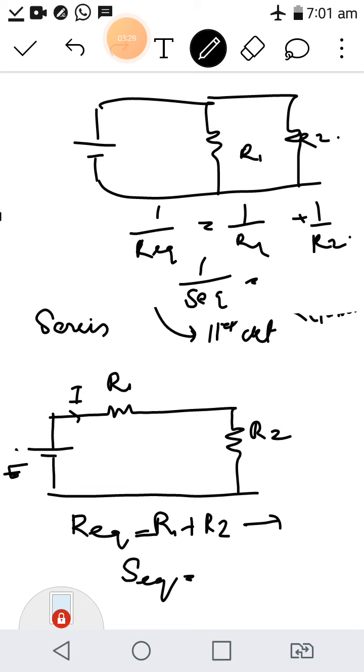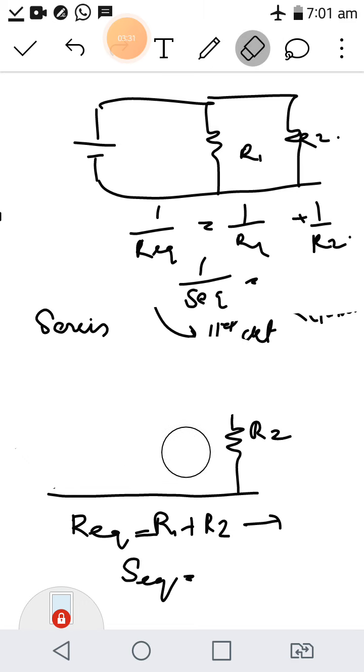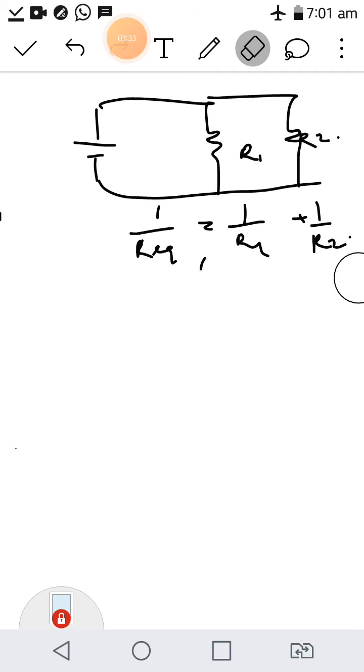Let's see. Today the topic is series and parallel magnetic circuit. First I will tell you about the series magnetic circuit, then we will move on to parallel magnetic circuit. So consider a magnetic circuit like this.